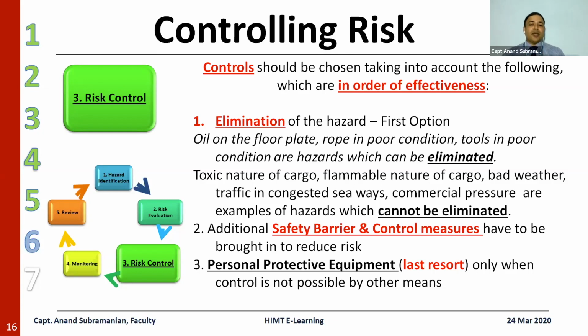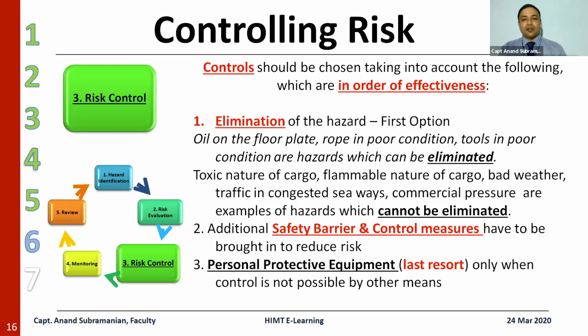Safety barriers and control measures are basically standard operating procedures, some checklists, a permit to work system. Something which will prevent that risk from going undeterred, so it can be controlled effectively. And the last one is personal protective equipment as a last resort. When we do the risk assessment, we don't get into personal protective equipment like safety helmet, glasses, and all. That comes only as a last resort.